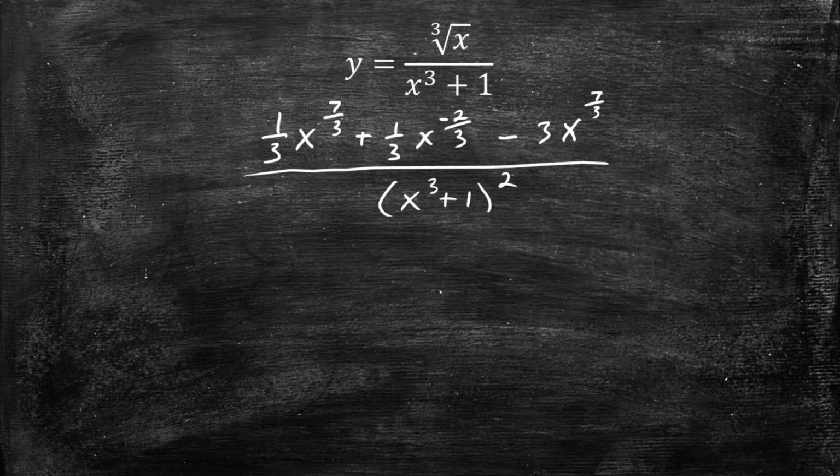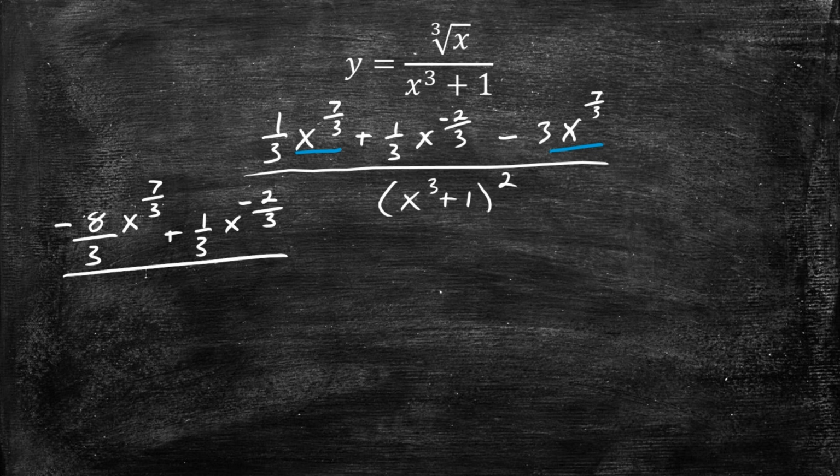So all we have to do here is simplify. And when we're looking at this, we have two terms with the same variable and exponent, so we're going to go ahead and combine those. What we get is 1/3 x to the 7/3 minus 3x to the 7/3 is going to be negative 8/3 x to the 7/3 plus 1/3 x to the negative 2/3, and that is all divided by x cubed plus 1 squared.